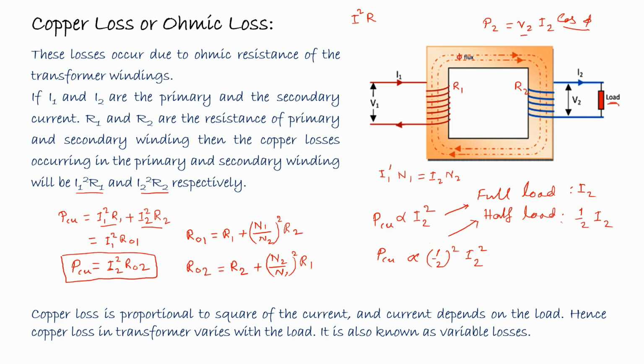Therefore, this loss is also considered as a variable loss, because the load can be changed anytime. And when the load changes, therefore I2, the secondary current, will change. And as I2 changes, the corresponding copper loss will also change. So this loss totally depends upon the load. That's why it is also considered as a variable loss.